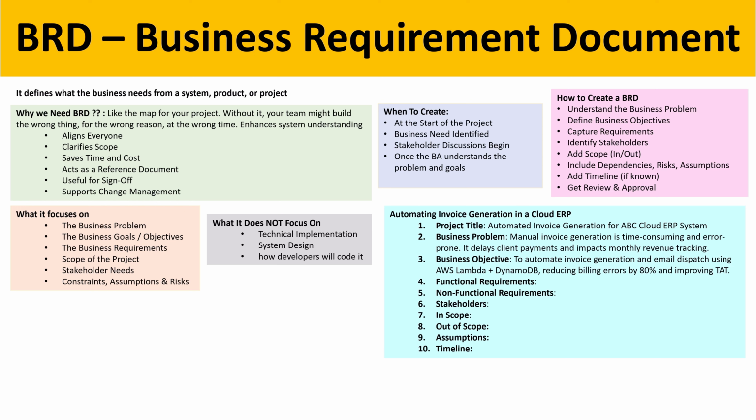You're going to add the in scope and out of scope of your project, what is included in your project and what is not a part of your project. You're going to include dependencies, risk factors, and assumptions of your product or project or solution. You're going to add the timeline of your project, like project phases or estimation and all that stuff. Sometimes you have to create a separate document for this, but most of the time you add all this stuff in the BRD. You take a review and approval of your BRD.